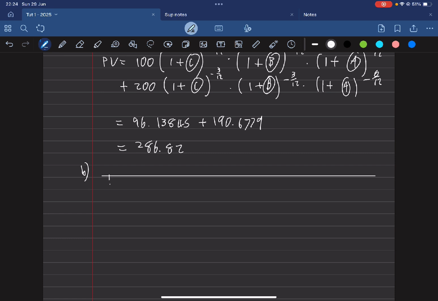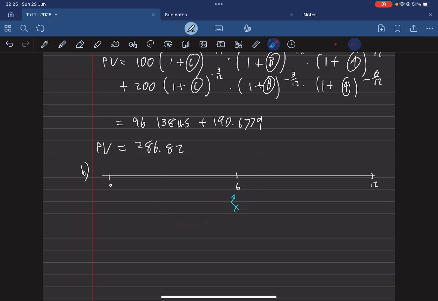we have 0, 12 months, and 6 months. And we want to make one single payment here. And we want it to have the same present value, because remember, this is our present value that we found in A. We want it to have the same present value as this.